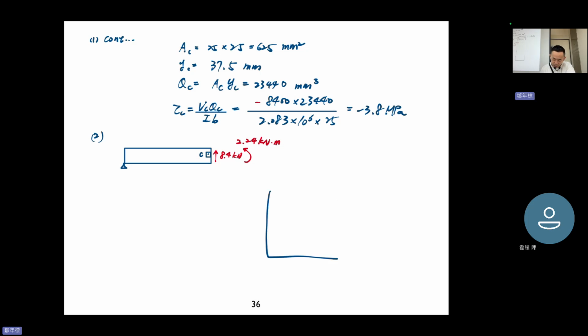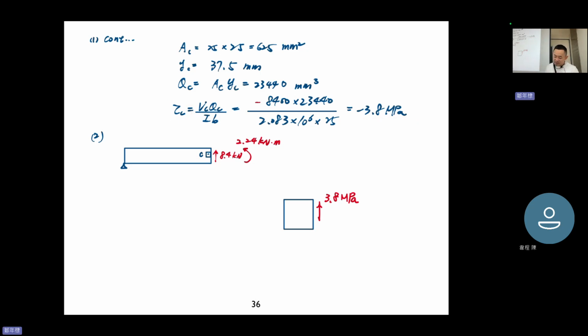So now we can draw that figure. Maybe it's too big. Okay, this is the shear stress element. And of course, this is the shear stress. What is the shear stress? Shear stress is 3.8 MPa. Did you see that it's a little bit weird? You see this is up, right? And your tau C is minus 3.8.